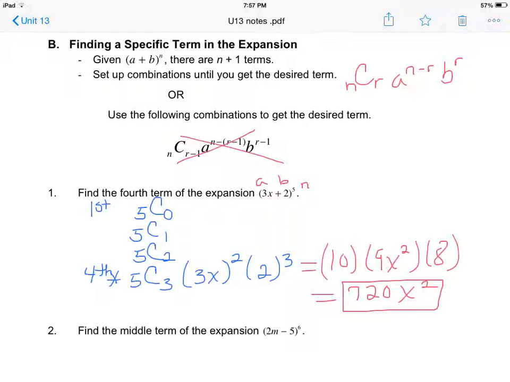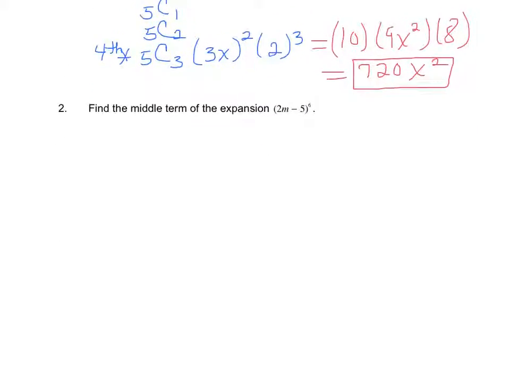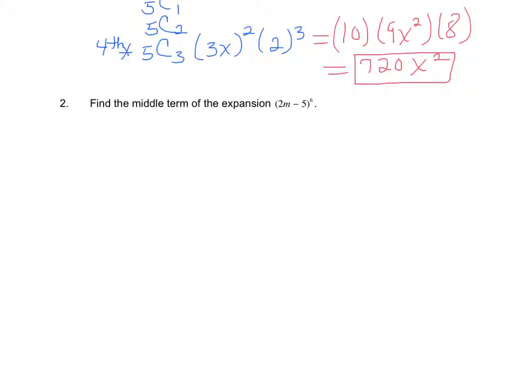All right, let's take a look at this one. What are they talking about? Middle term. Well, that's just it. I want the middle term of that expansion. Okay. My a value is the 2m. My b value is the -5, and my n is the 6. So how will I find the middle term?